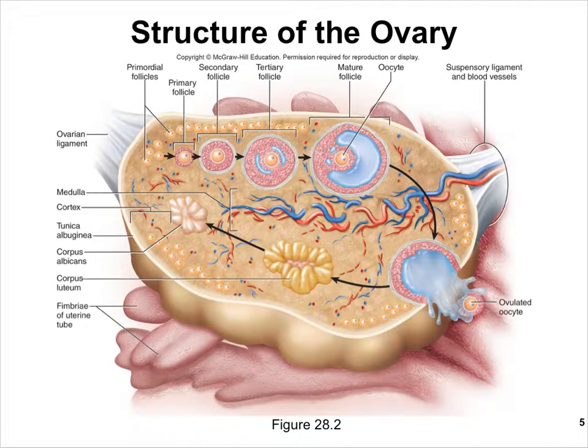In the monthly cycle, we'll talk about specifically the timing of this in just a second. A primordial follicle is activated and begins developing into what's called a primary follicle. The primary follicle develops into a secondary follicle. A secondary follicle develops into a tertiary follicle, which further develops into a mature or Graafian follicle.